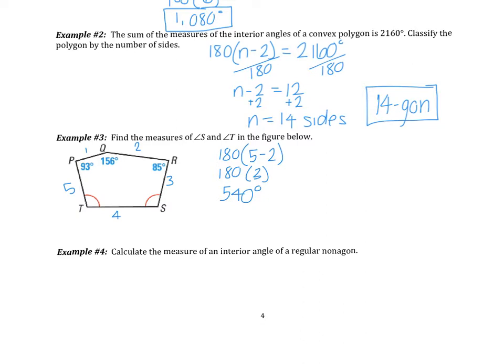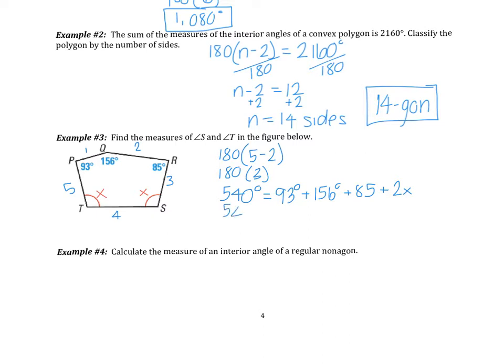So that's going to be the sum of the interior angles. Notice that angle T and angle S are congruent by the markings, so I'm just going to label them both x. All of these angles, P, Q, R, S, T, are going to equal 540 degrees. So if I set up an equation with 93 plus 156 plus 85 plus, is it okay if I write 2x? That makes sense to everyone? Angle S and angle T together is 2x. Now I can solve for the 2x.